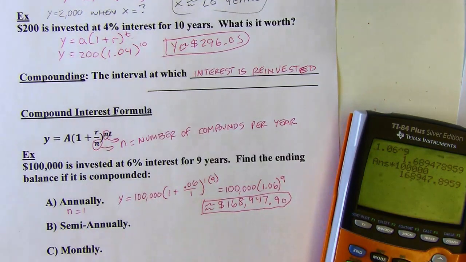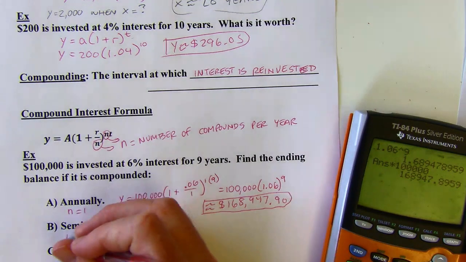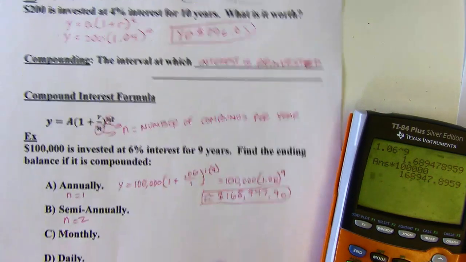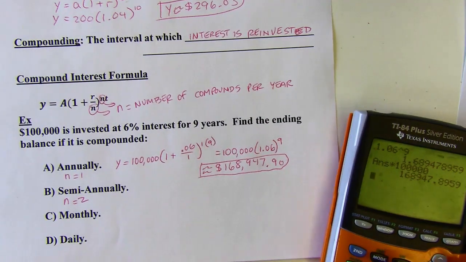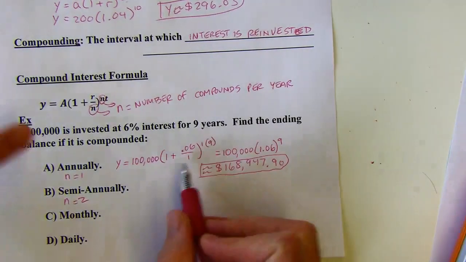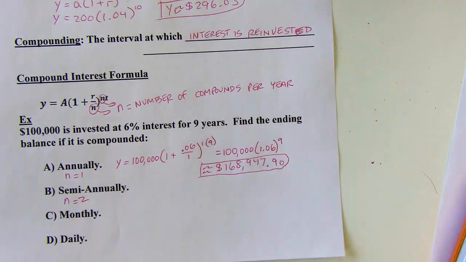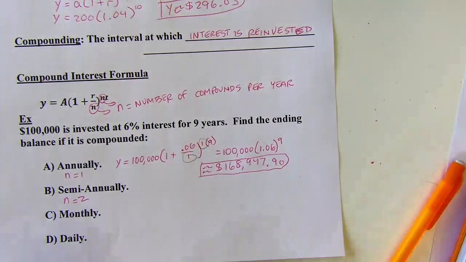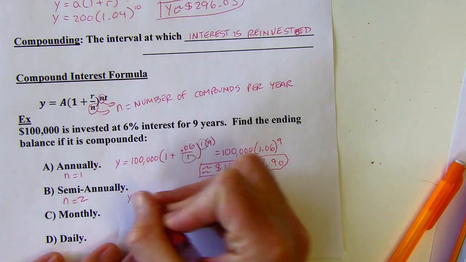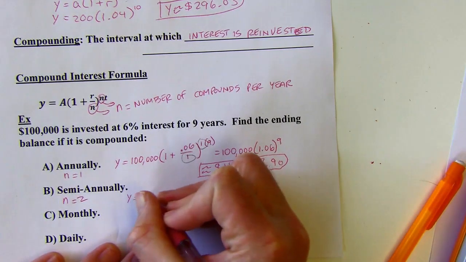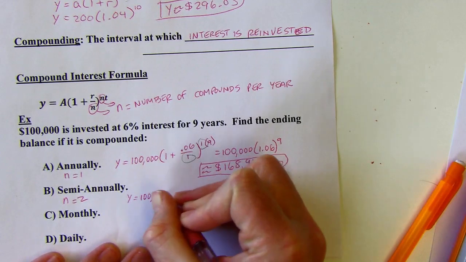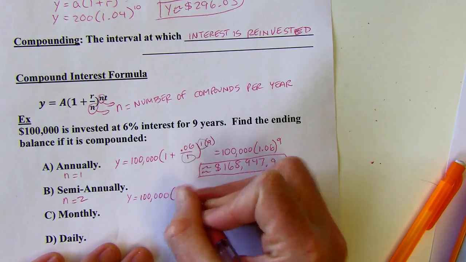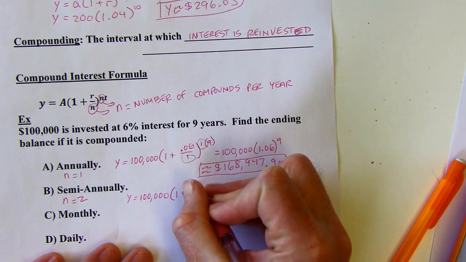All right, so let's see what happens when we compound semi-annually. This means we're compounding twice per year, right? 2 semesters in a year, so that means compounding twice per year. So it's really the same exact formula up here. It's just that the n's are going to be 2's. Since you're adding the 6% in more often, we should get more money, right? So let's see if that happens.